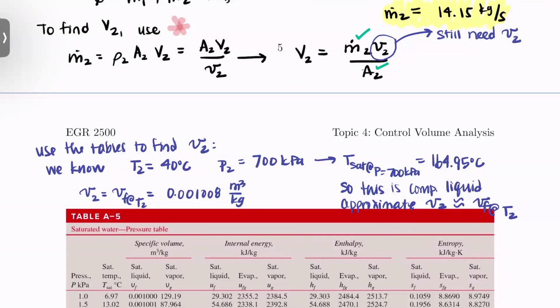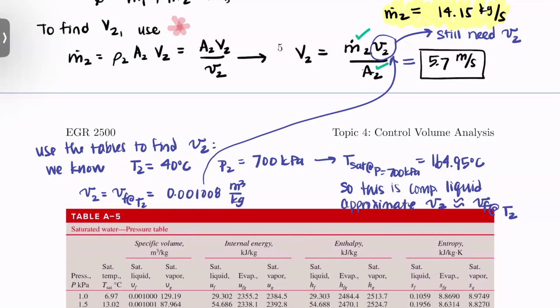And I can plug that back up here. All right. And so when I do that, I get V2 is equal to 5.7 meters per second. Okay. So we still use conservation of mass and the ways that we can represent mass flow rates relative to specific volume and all that good stuff. And then we also incorporated using our tables to figure out missing information that we needed. Okay. Any questions on this problem?